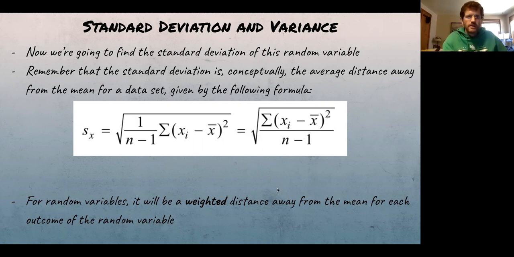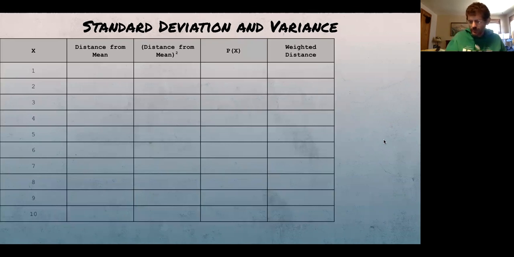Okay, it's going to be a little different for a random variable because we're going to get weighted distances away. We don't have a bunch of data points here. We have 6 outcomes with different probabilities for each outcome. So we can't just divide by n. All right, so we're going to run through this, and you might have gone through something like this before when you were doing something in the past with standard deviation or mean absolute deviation.